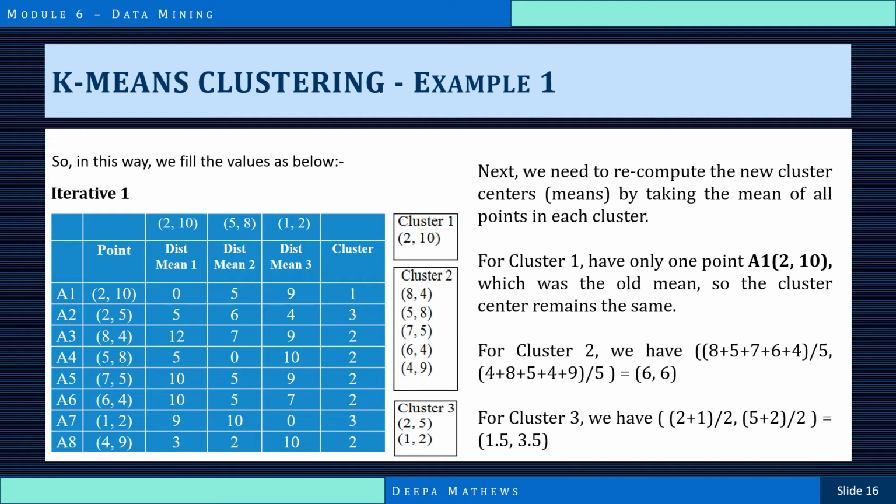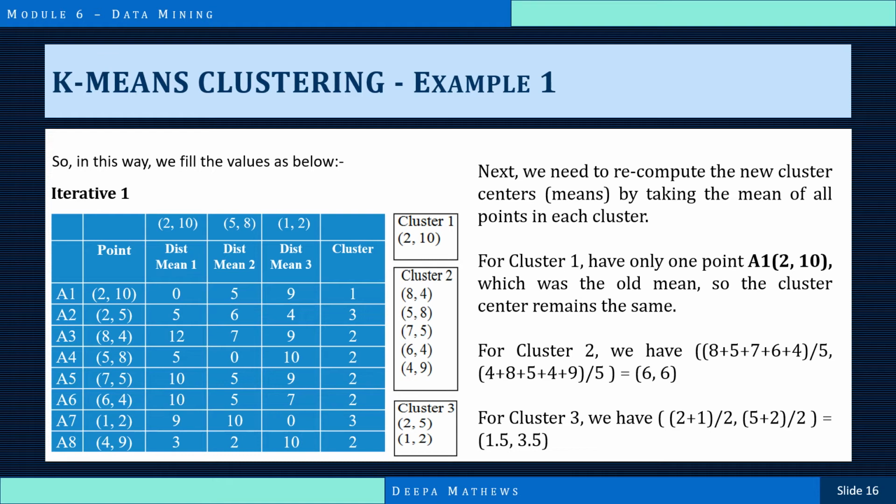After this iteration one, we'll be getting a table with the distances between the points and the mean points. Based on the distance value, we'll be assigning each object to the cluster which it is more similar to, or which has the lower distance. In cluster 1 we'll be having only one element, and in cluster 3 we'll be having only two elements, 2 comma 5 and 1 comma 2, and all the other elements are assigned to cluster 2. So after iteration 1, we got cluster 1, 2 and 3.